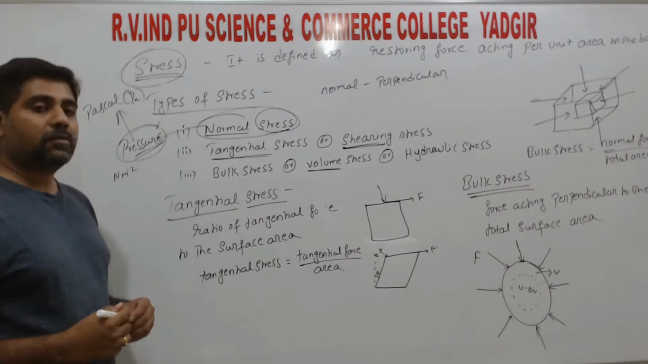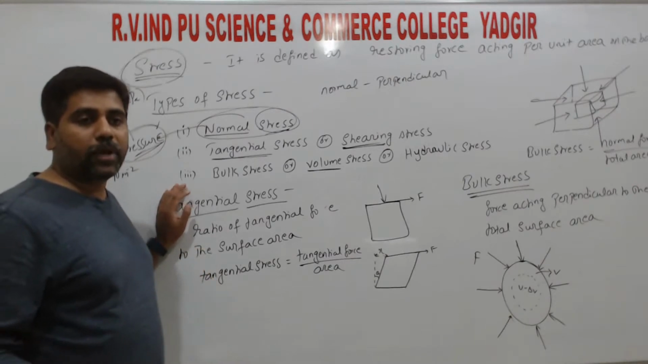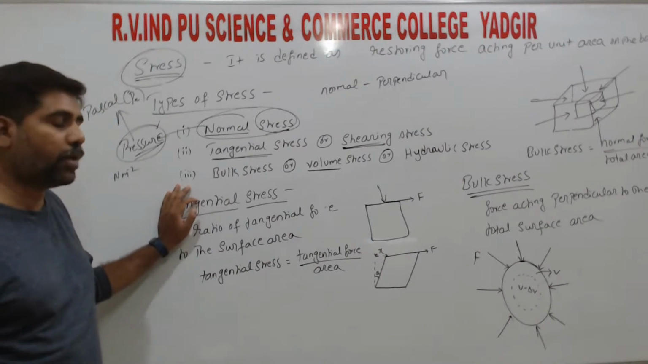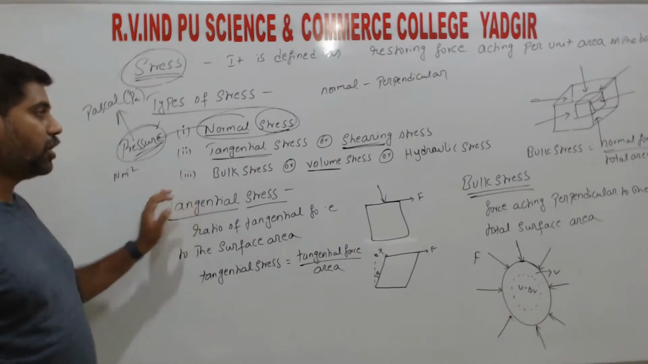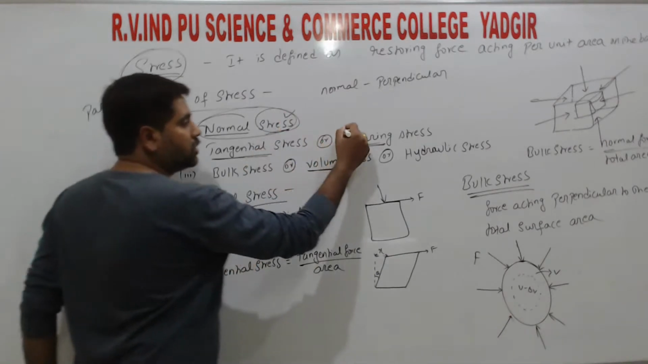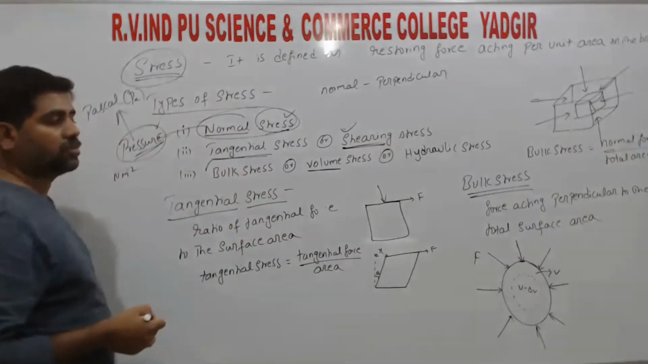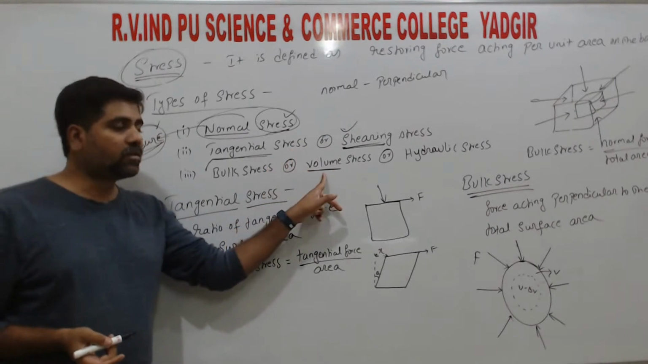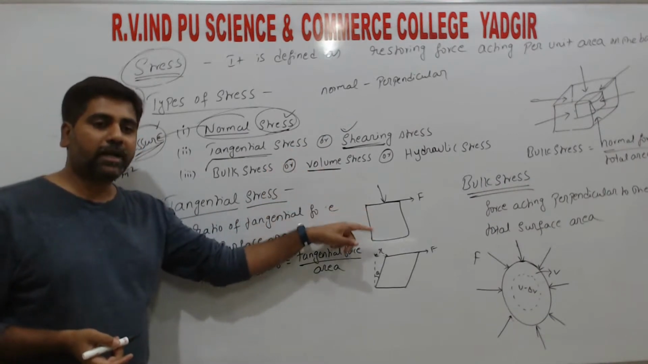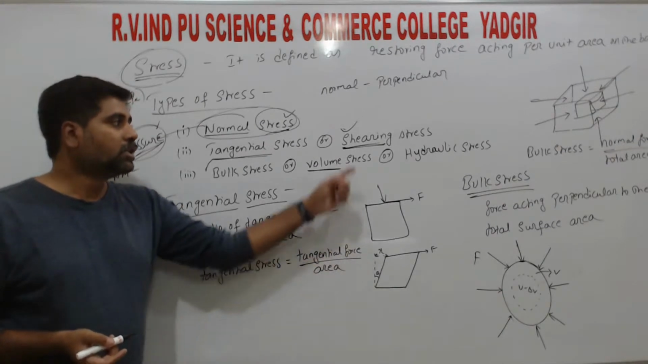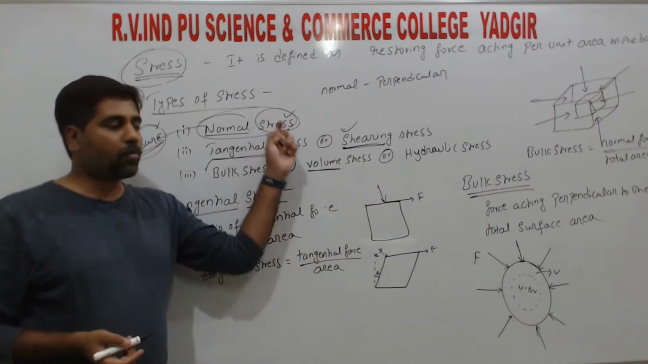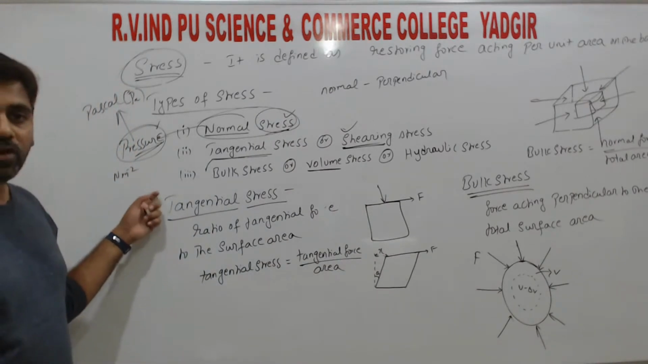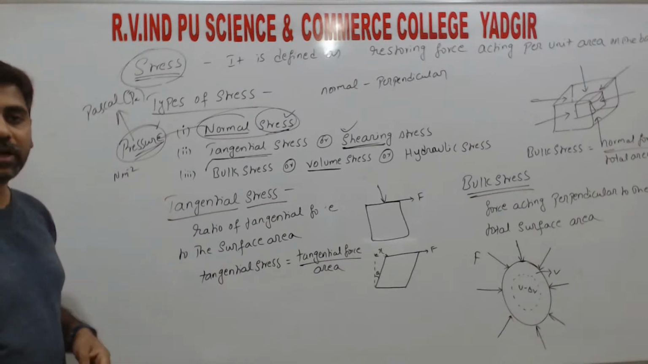So stress is defined as the restoring force acting per unit area. So types of stress: normal stress, tangential stress, shear, bulk stress, right? So the terms we regularly use are normal stress, shearing stress, bulk stress, right? Don't get confused. Shearing stress means tangential stress, bulk stress means volume stress. Volume means the force acts on the total entire surface area. Shearing means it acts tangentially. Normal means it acts perpendicularly. Right? So this is about the stress. So the definition is important. They ask it for 1 mark or 2 marks.